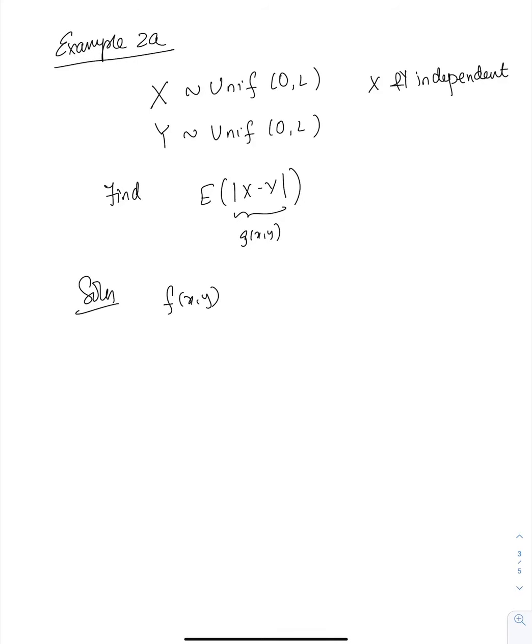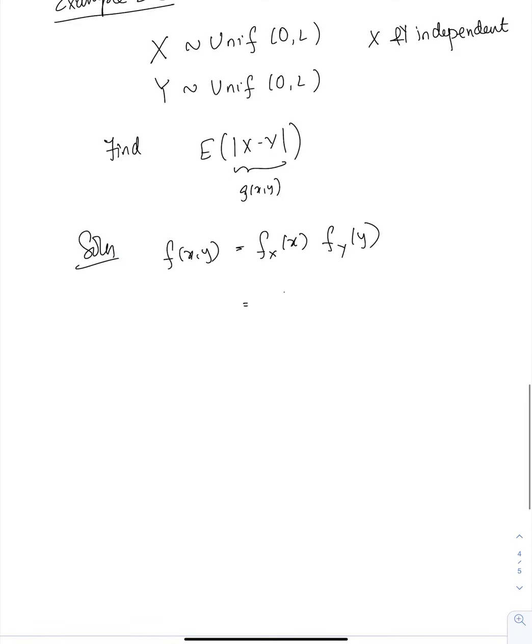Okay, so let's take a look. What is the joint density? You know x and y are independent. That's what you have. So the joint density is the product of the individual densities. Okay, what is the density of x? That is 1 over L when x is between 0 and L. And the density of y is 1 over L when y is between 0 and L. And so the joint density is going to be equal to this when x is between 0 and L and y is between 0 and L, and it's going to be 0 otherwise.